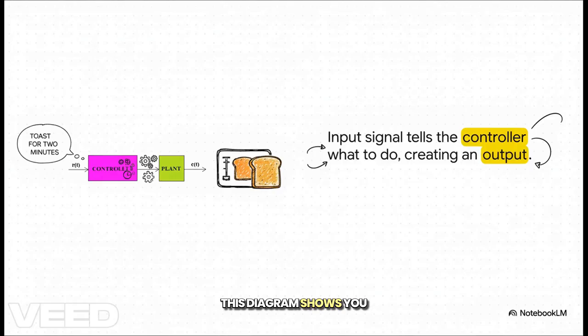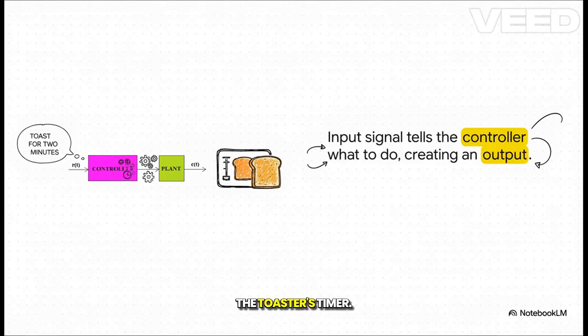This diagram shows you just how simple it is. You give it an input, like, I want my toast cooked for 2 minutes. That signal goes to the controller, in this case, the toaster's timer. The controller then acts on the plant, that's just a fancy engineering term for the heating elements, and it produces the output, toast. The system never checks if the bread is golden brown or a piece of charcoal. It just runs the timer and stops, period.